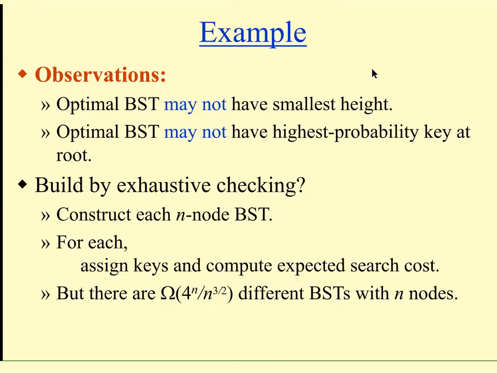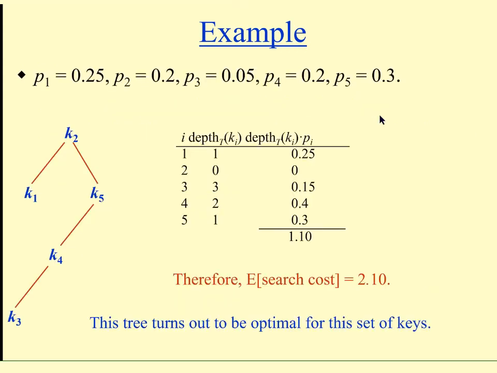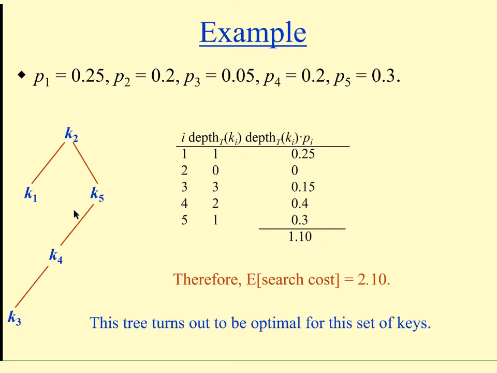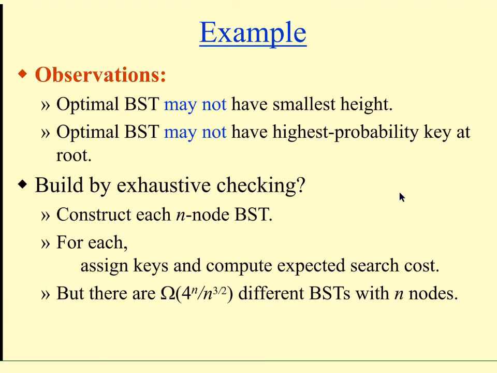From the previous two examples, we can have the following findings. The first one is that the best or optimal BST may not have the smallest height. Just look at this one and this one. This one, the height of the tree is 1 and 2. This one, the optimum one, the height is 1, 2, 3. So that means it does not mean we must have the shallowest, the shortest tree.